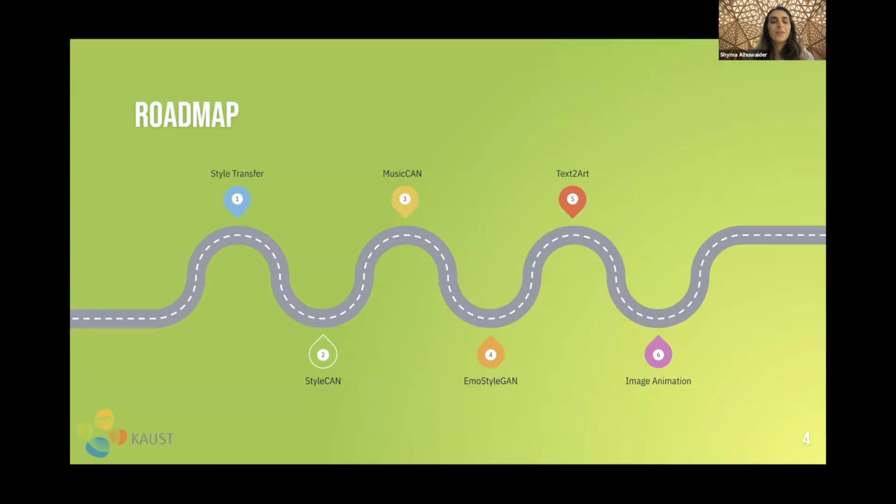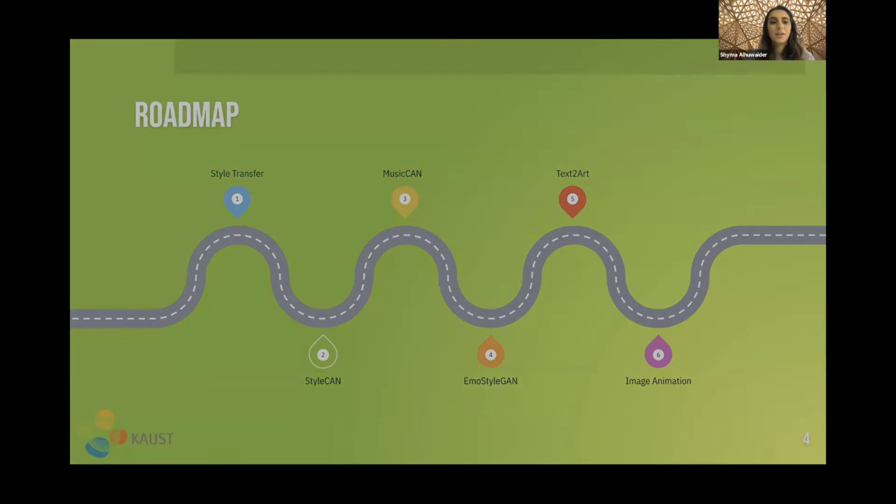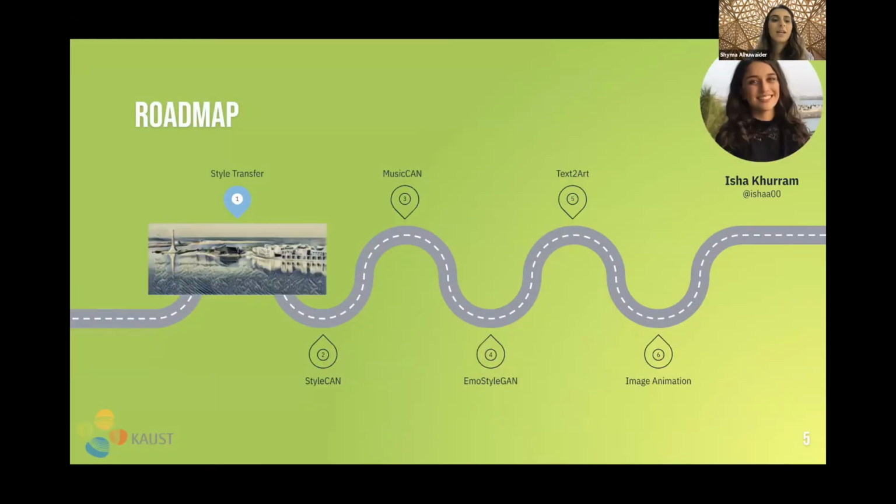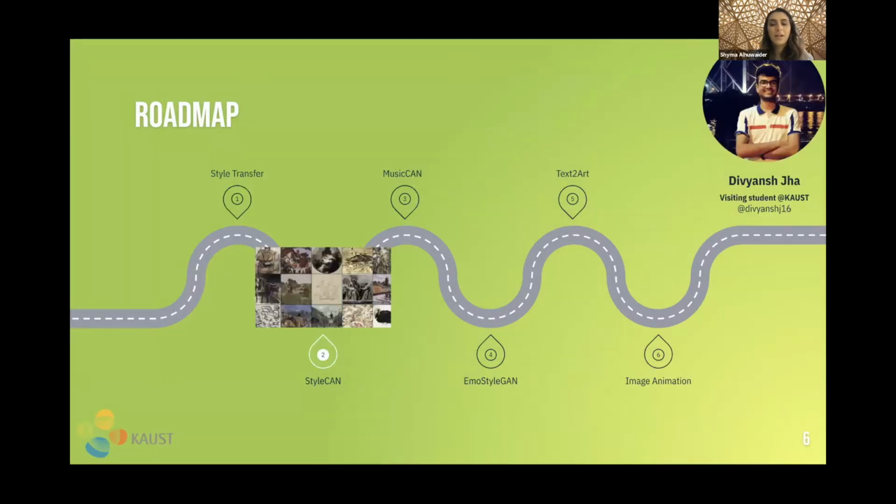All right, so here's our roadmap for today. First of all, we're going to start with style transfer by Isha. She's going to present to us style transfer, where you can move an image from one domain to another. You can see here the beautiful KAUST campus is being transformed into different styles. One of them is the Starry Night painting. Then we're moving to StyleGAN with Devansh, where you can generate high resolution creative images and paintings in one shot.